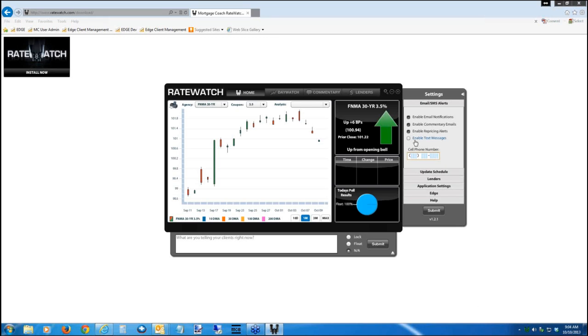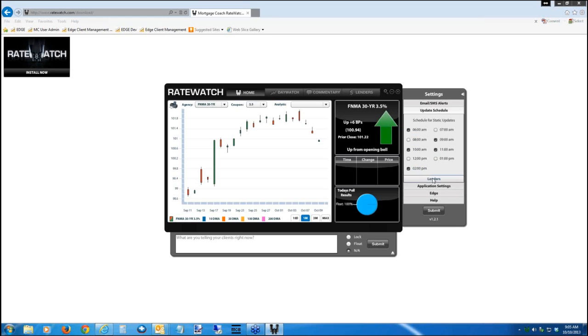Now, if you want to enable text messages, check the box here and pop in a cell phone number that can receive mobile alerts, and you will start receiving those text messages. Now, you'll get both the updates when we have a large change, and you'll also get updates based on whatever schedule you choose here. So you can see, for instance, I've got a couple of check boxes running here, and those are the times when I'm going to get just a static alert from RateWatch letting me know what the market looks like.